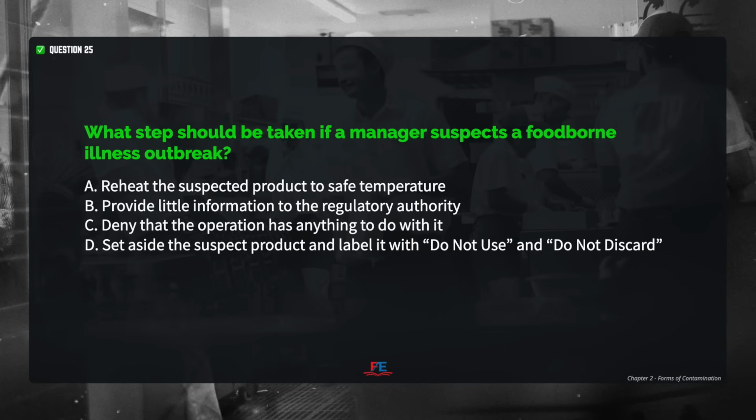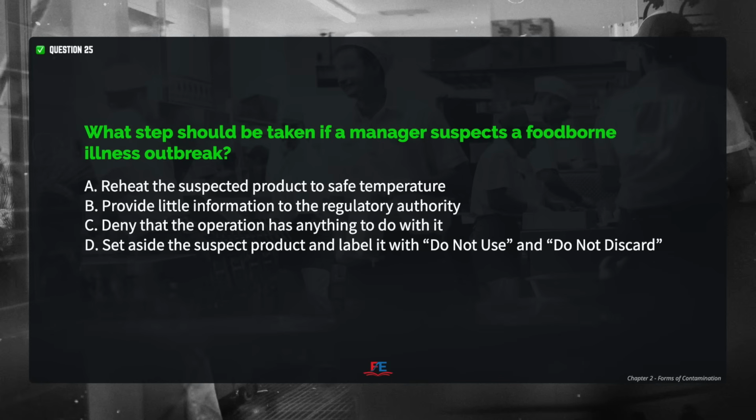And we've made it to our final question. Question 25. What steps should be taken if a manager suspects a foodborne illness outbreak? This one will appear on ServSafe, so please make sure you study it and review it. A is risky. If the food has already made someone sick, cooking it won't fix it. A lot of people think that if we just reheat the food, it's going to kill off the bacteria. No, folks, if the bacteria is there, it's there. There's no cooking it out.